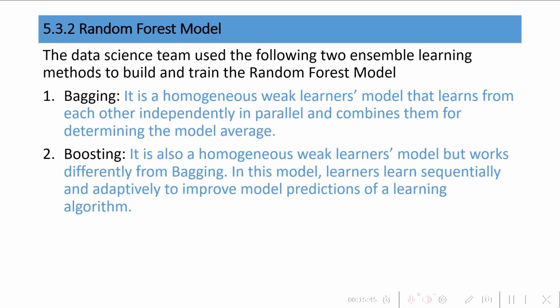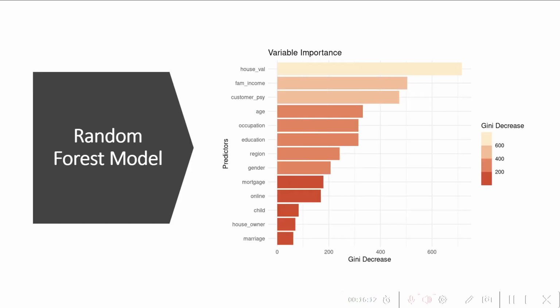Next, we go to the random forest model. The data science team took the random forest model, which is an ensemble of two algorithms, bagging and boosting. Bagging is a homogeneous weak learners model that learns independently in parallel and combines them for determining the model average. Boosting is also a weak learners model but works differently from bagging. It takes the feedback of the previous models and corrects or updates it to make a better performance. The output of the random forest model comes through the importance of the Gini score, and as the Gini score decreases, that particular feature is predominant.